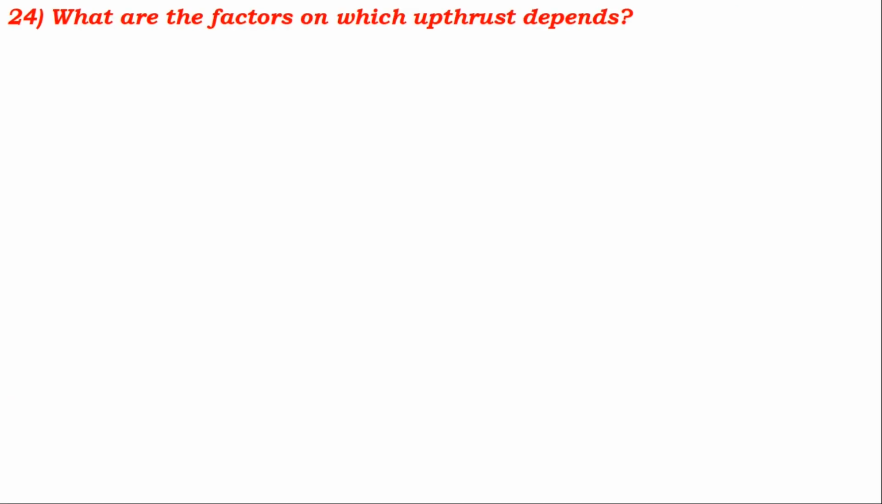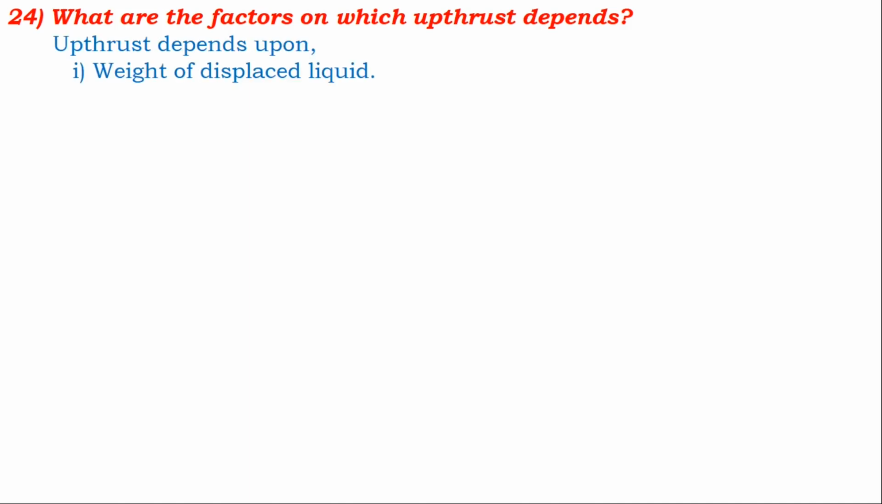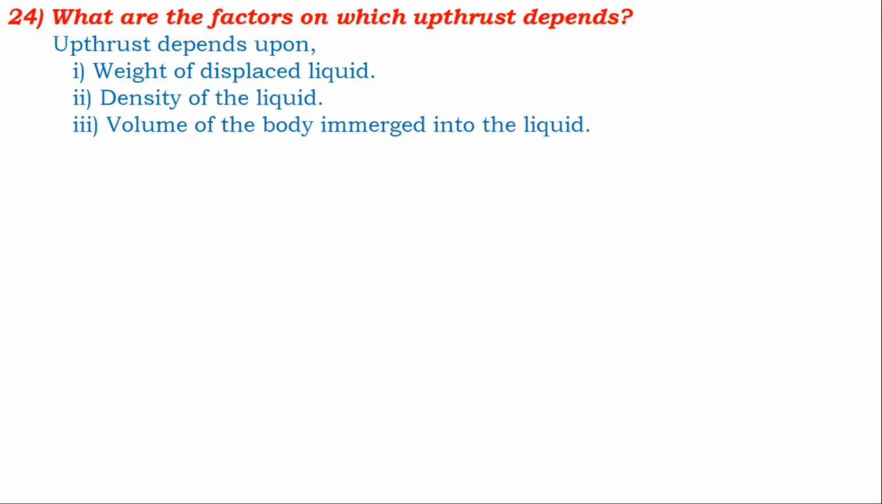Okay, next, what are the factors on which upthrust depends? There are certain factors. Upthrust depends upon: number 1, weight of the displaced liquid; number 2, density of the liquid; number 3, volume of the body immersed into the liquid. Remember this: weight of displaced liquid, density of liquid, and volume of the body immersed into the liquid.